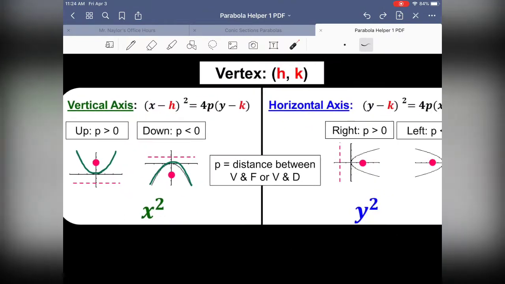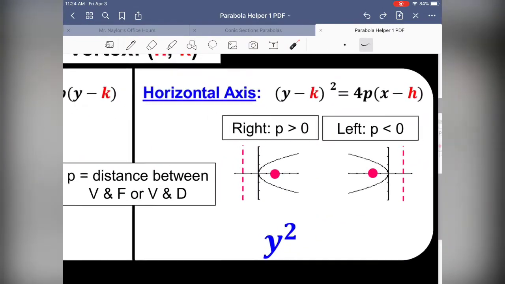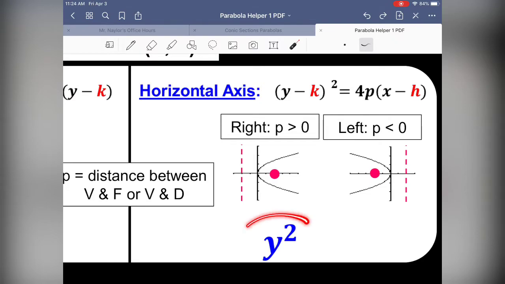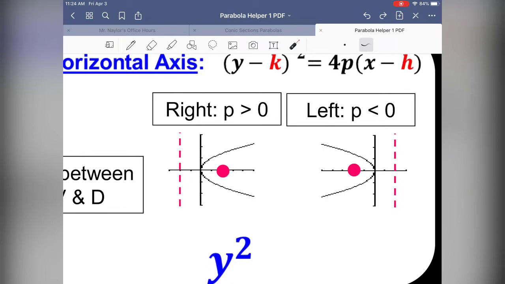But when y is being squared, that's when we end up with a horizontal parabola. So what's a horizontal parabola going to look like? Well, I encourage you to draw a sketch, because if p is positive, your parabola is going to open to the right. Notice that the focus is on the inside, but the directrix on the outside is to the left of this. And just the opposite, if I have a negative p-value, then my parabola is going to open to the left. Again, focus on the inside, directrix on the outside.